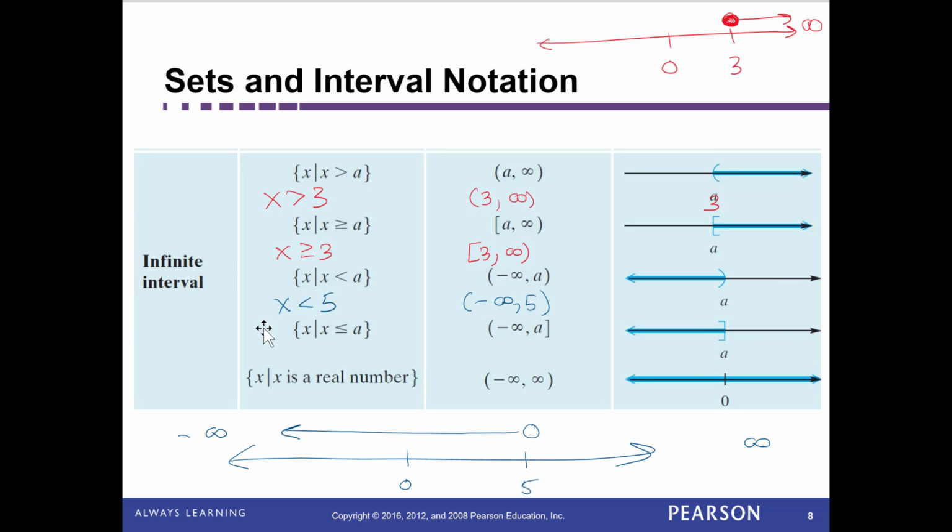If I were doing x is less than or equal to 5, my number line would look exactly the same, except this would be colored in. It would be solid, or it would have a bracket if you're using that. And so my interval would be minus infinity, comma 5, and it would be a bracket.